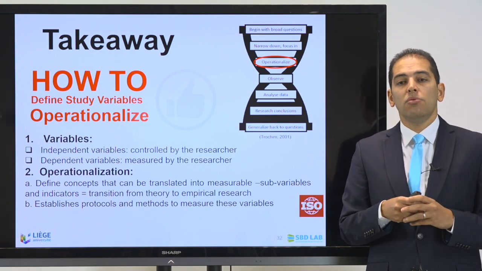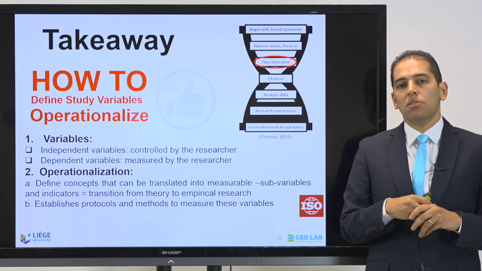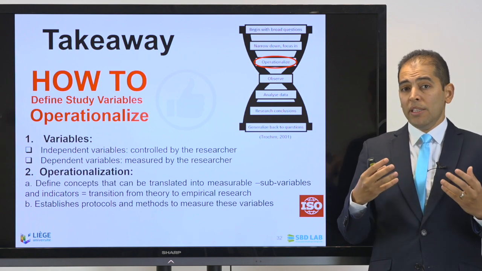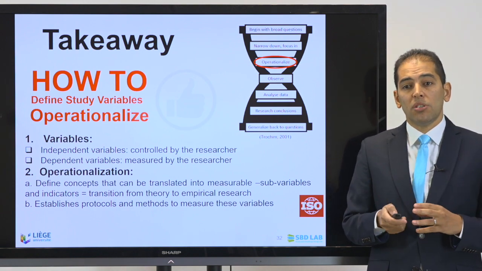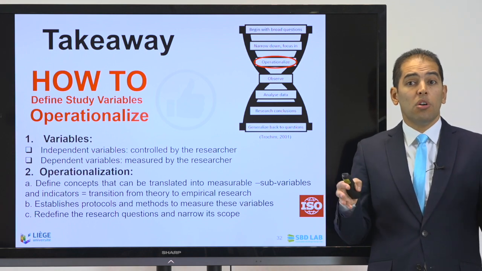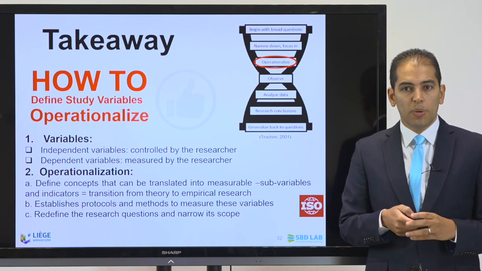Don't forget to think about it. Check the history of measurement and the history of protocols, how others did it before you, and then check what would be the best way to measure it yourself. You also need to redefine the research question and narrow its scope. This is a result of your operationalization.